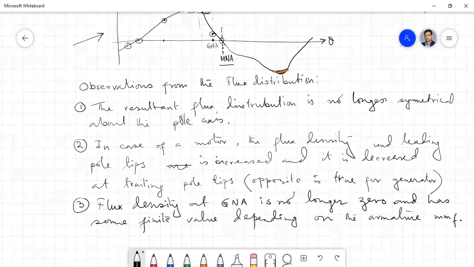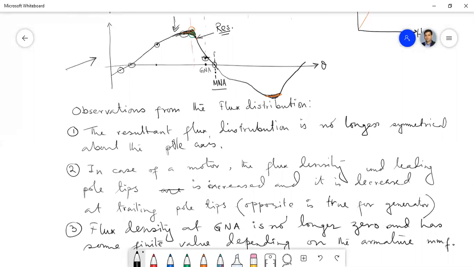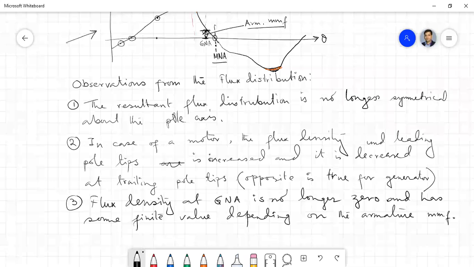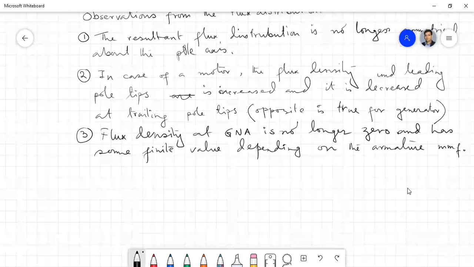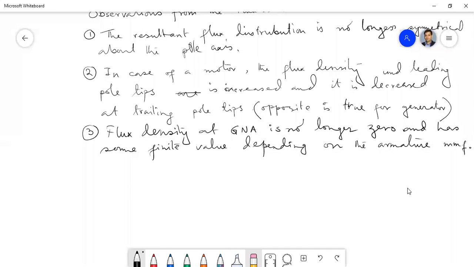So I think that point is clear. So this point, how much flux will be there at the geometric neutral, this depends on the armature MMF. How much flux will be there at GNA, and at a later stage you will see that this flux will create the problem in commutation. I already told you that after discussing this armature reaction, I will go back to the commutation.